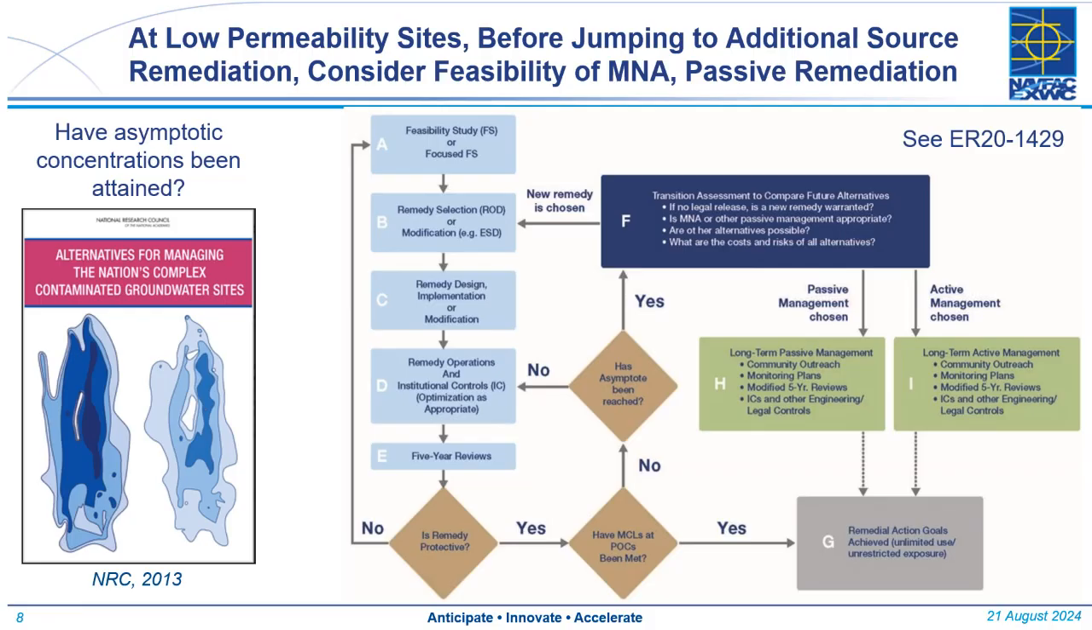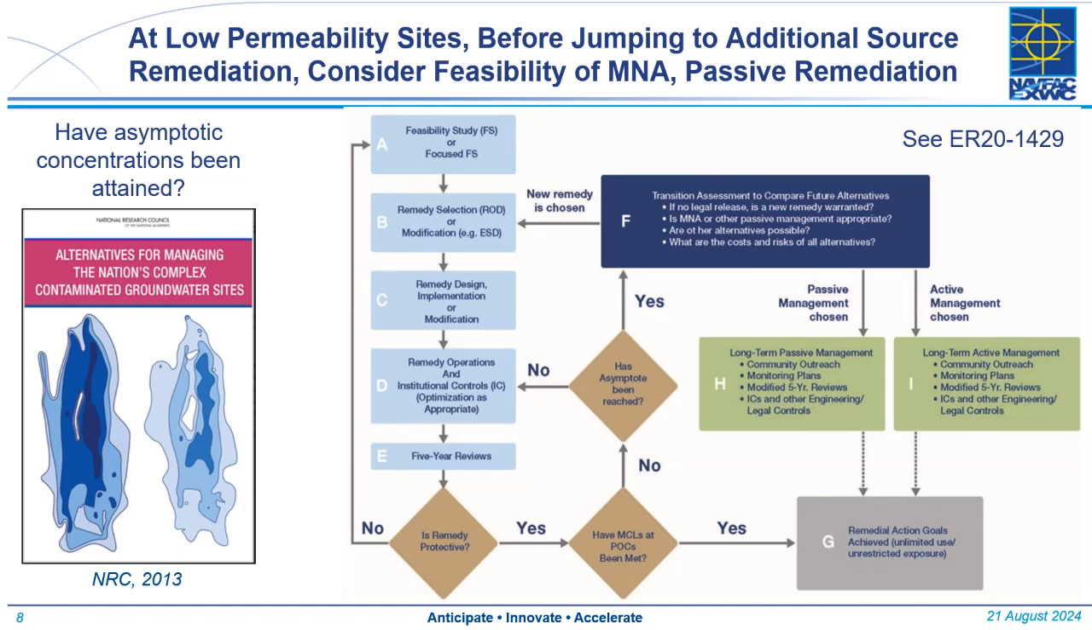The National Research Council also looked at this problem and published a book on it about a decade ago, on remediation of complex groundwater sites. They were asked the question: have asymptotic concentrations been attained? Looking at that to find out, when do we stop doing active remediation? When can we transition to monitored natural attenuation or a PRB?